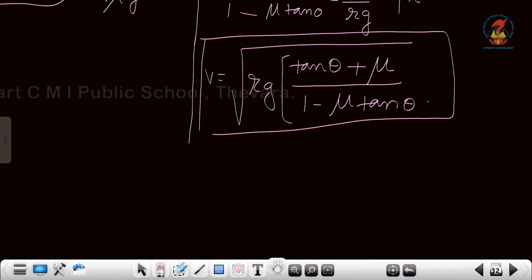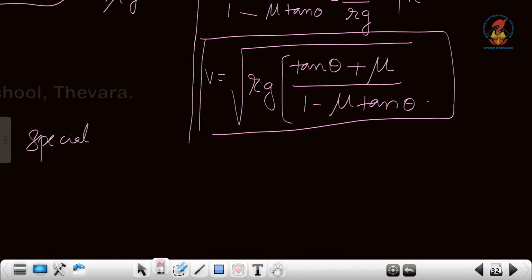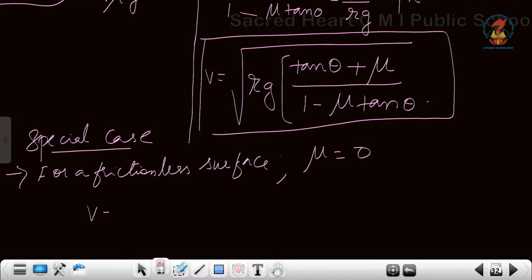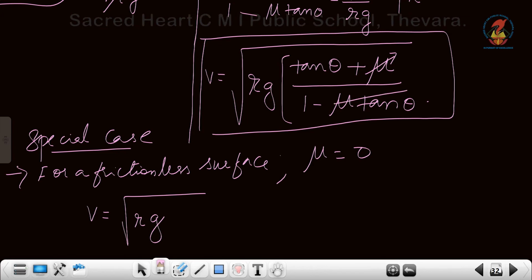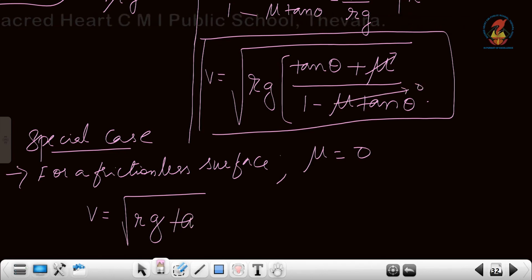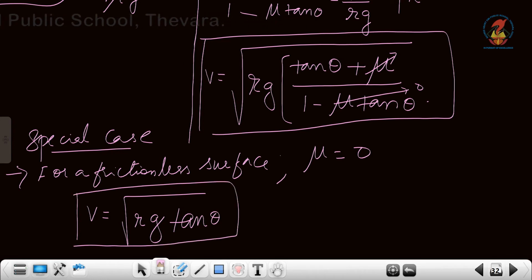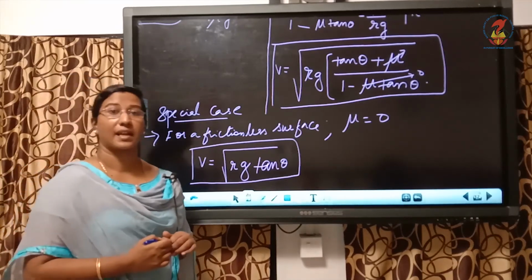Now, we are going to say about the special condition in which, imagine the surface or the road is entirely frictionless. It is a completely frictionless surface. For a frictionless surface or frictionless road, there won't be any friction, so mu is equal to 0. So, equation for velocity will be v is equal to root of rg tan theta, since the mu terms are 0.